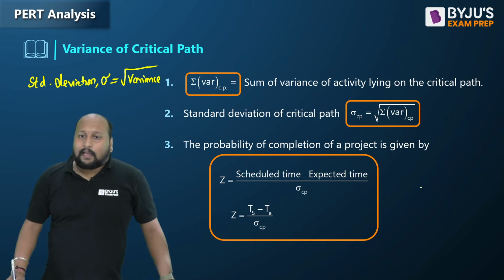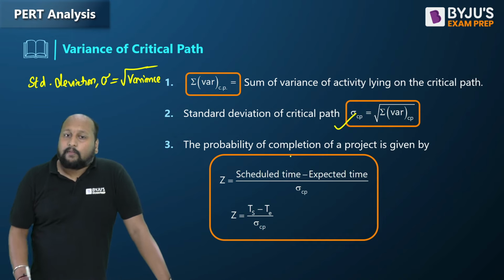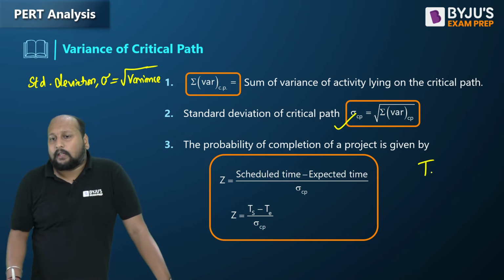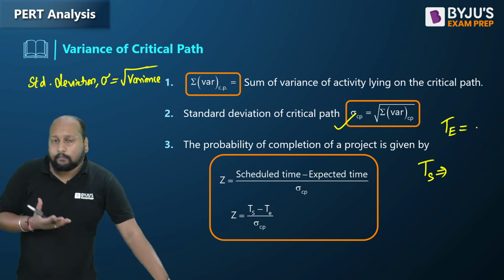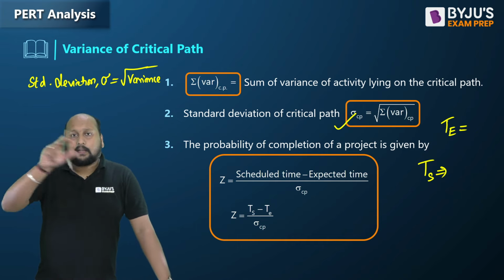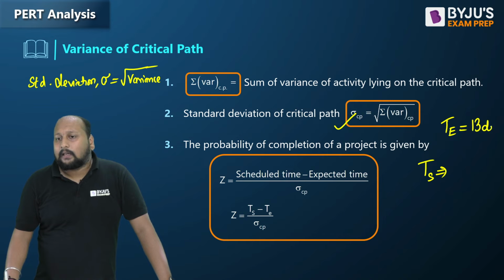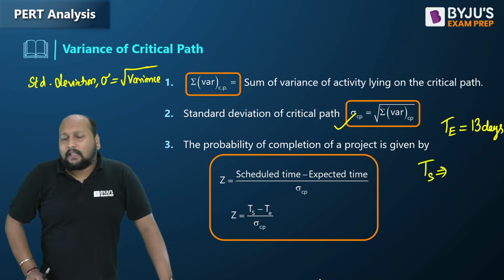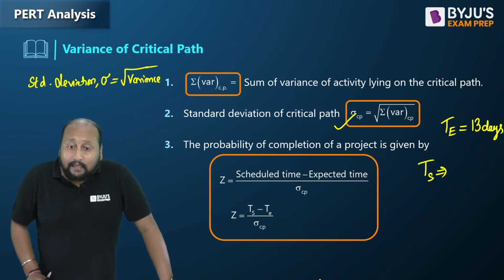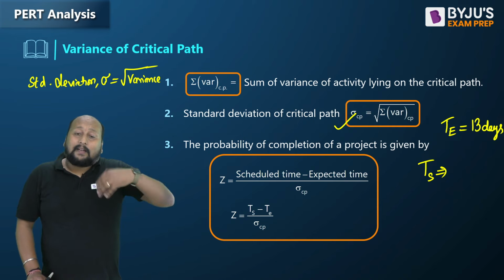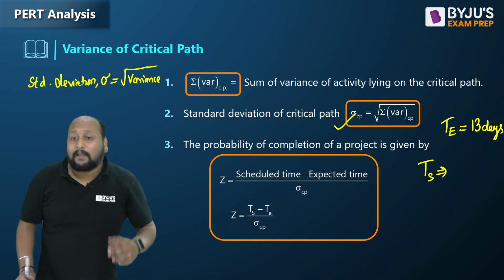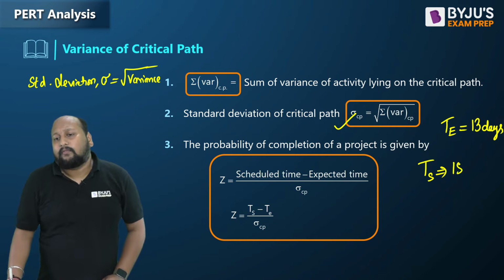Once we have calculated the standard deviation of the critical path, let us suppose we are calculating the schedule time. Let us suppose you have calculated capital TE by using the critical path method, identifying the critical path as the longest time-taking one. In the previous example, we calculated this to be 13 days. And I'm asking what will be the probability if I'm expecting that this project will be completed in, let us suppose, 15 days. Let us take an example.